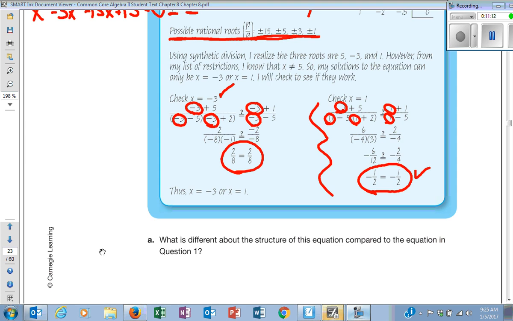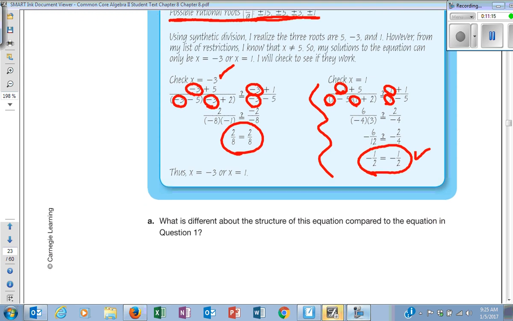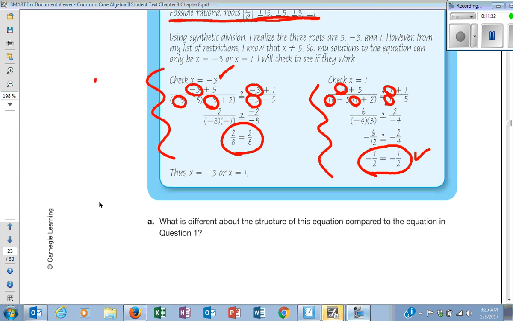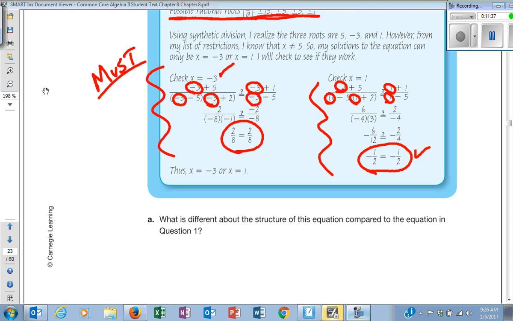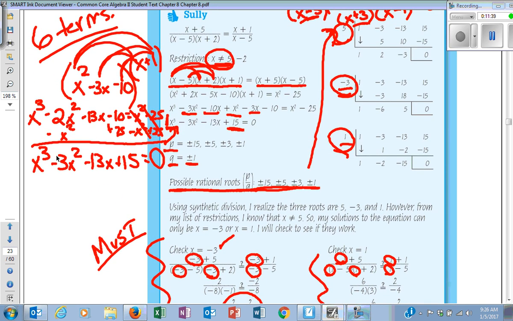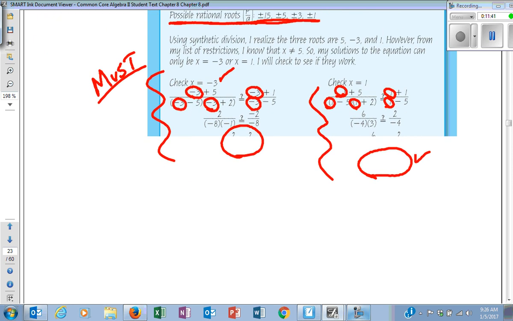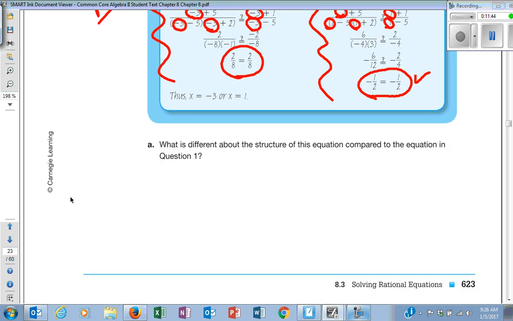and it wouldn't work. So you do have to check them, especially when we start getting with squares, because sometimes you have a square on one side and not a square on the other, and so you get a positive on one, you get the negative x on the other one, and then it doesn't work out. So it is weird, but there are extraneous solutions. So yes, this is a must. You must check all your answers. The reason he didn't check 5 was because it was already part of our restrictions. So he knew it was thrown out. So your answer for this question would be x equals negative 3 or 1.